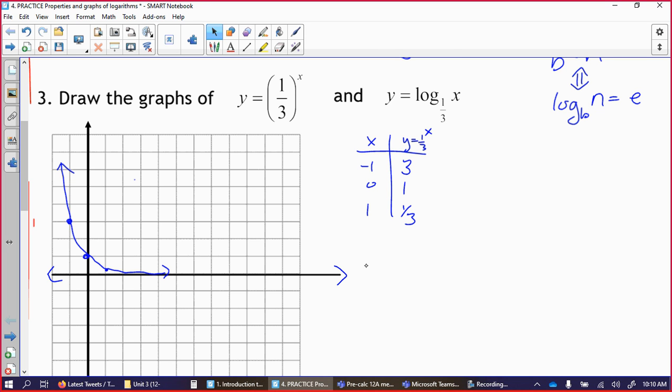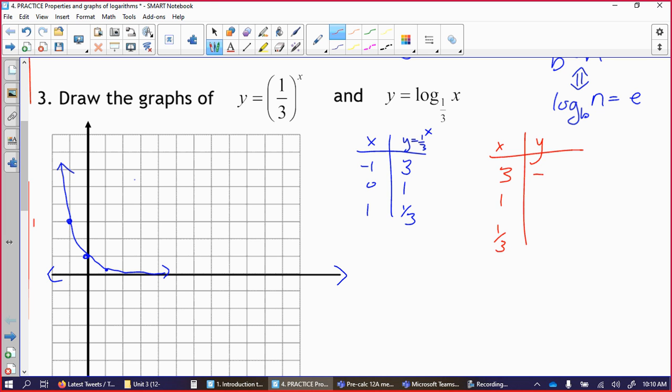Take that. So that is 1/3 to the x. The log base 1/3 of x. We do the inverse.